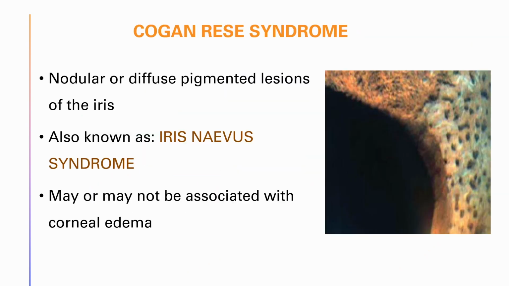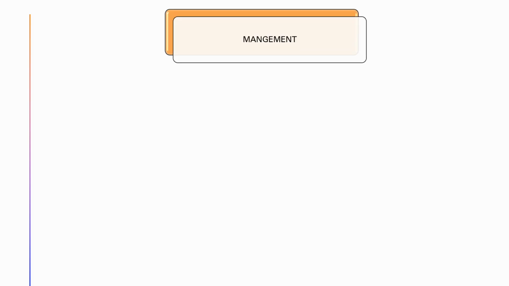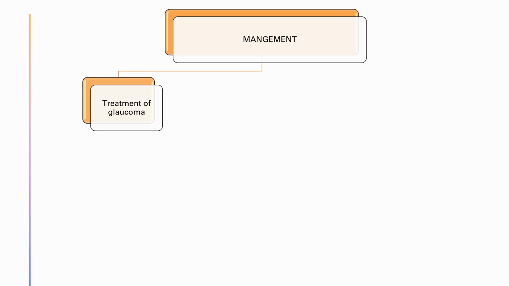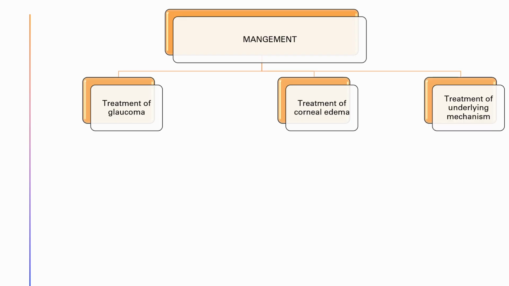Now coming to Cogan-Reese syndrome, in this there are nodular or diffuse pigmented lesions of the iris, it is also known as iris nevus syndrome, and it may or may not be associated with corneal edema. Now coming to the management, overall, ICE syndrome has a very poor prognosis, but we can proceed with the management in three steps. First, treatment of glaucoma, then treatment of corneal edema, and then treatment of the underlying mechanism.